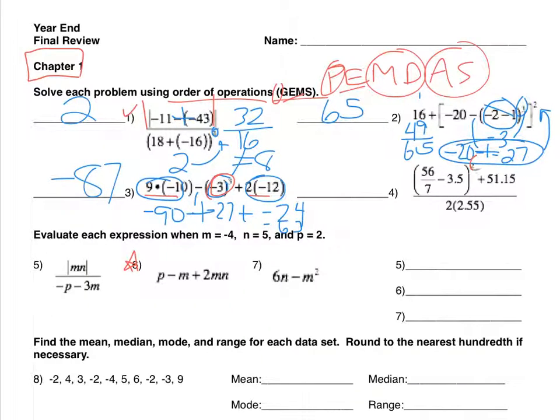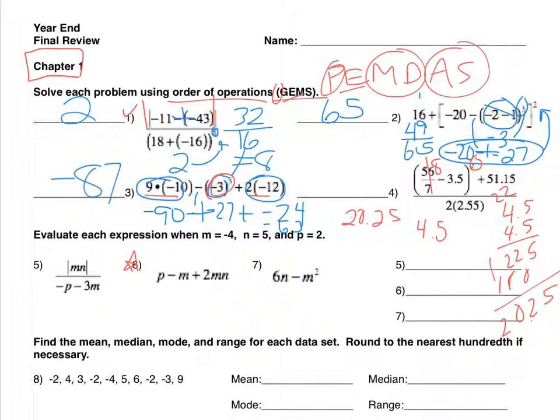All right, on number 4, it looks like we have a couple of things going on here. We do have an exponent of a 2 there, but let's go ahead and simplify within our parentheses. 56 divided by 7 is 8, and 8 take away 3.5 is 4.5. And 4.5 squared, 4.5 times 4.5, so we have 20.25.